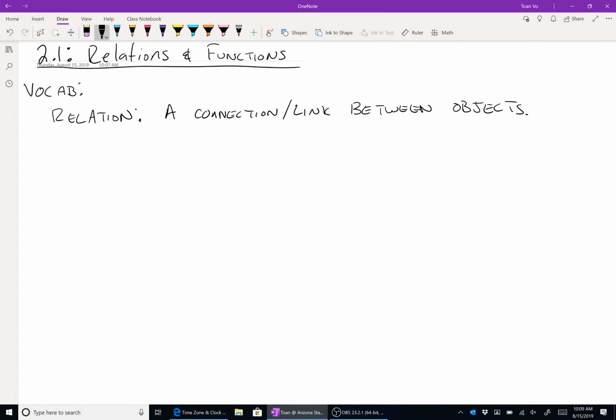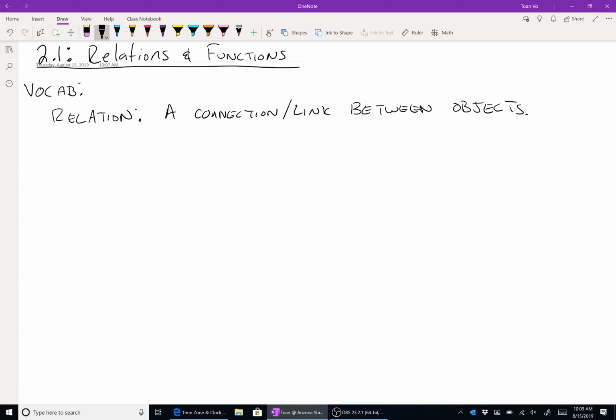Doesn't matter what that object is. If I linked the color green to the animal frog, I created a relation. If I linked the number 2000 to this car, that's a relation. Obviously, in mathematics, we're only interested in relations that link numbers together. But technically, you can link whatever you want.